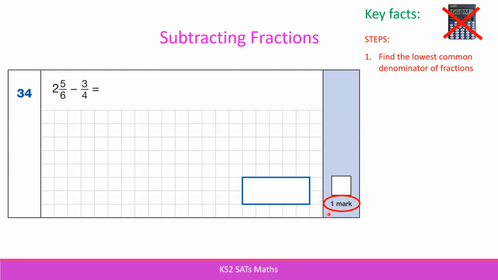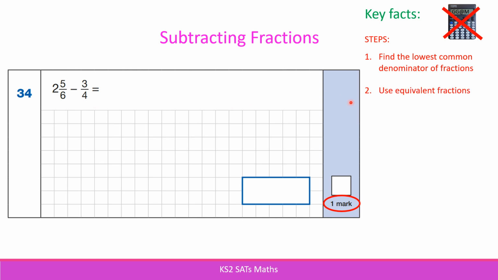So first of all, we need to find the lowest common denominator of the fractions. So in this case, my denominators are 6 and 4. What is the smallest number that both 6 and 4 go into? Now, often you can just multiply these two numbers together. 6 times 4 is 24, but that's not actually going to be the lowest common denominator. So you've got to work out what the lowest common denominator is. Otherwise, you'll have to cancel your answer at the end.